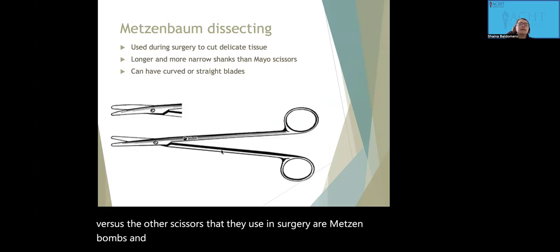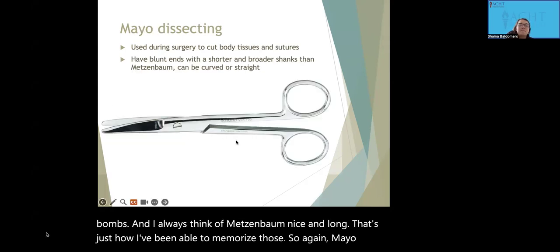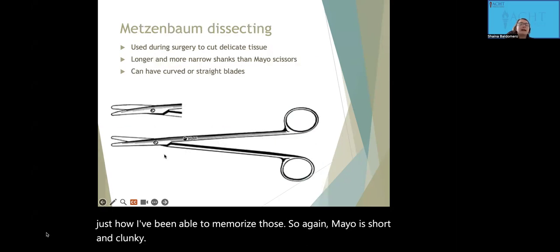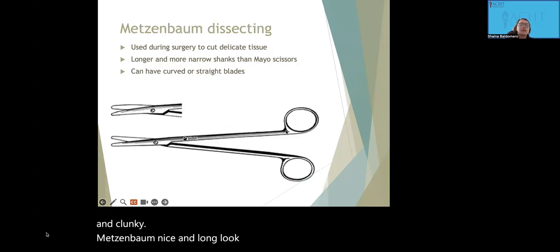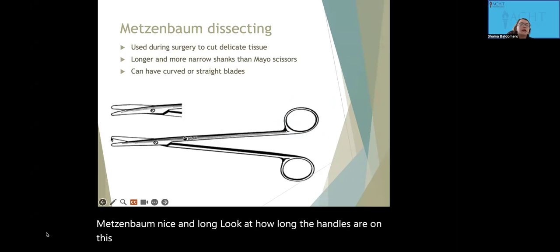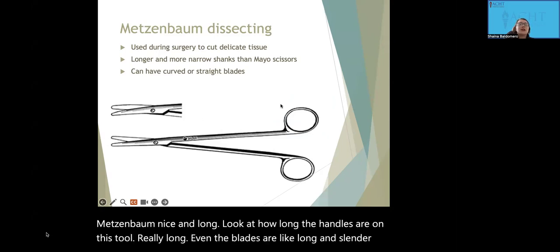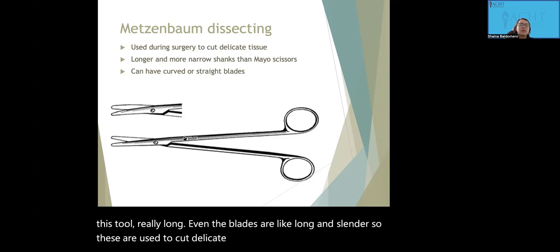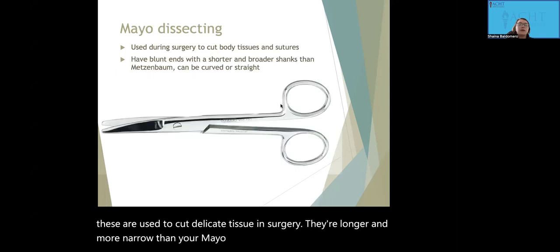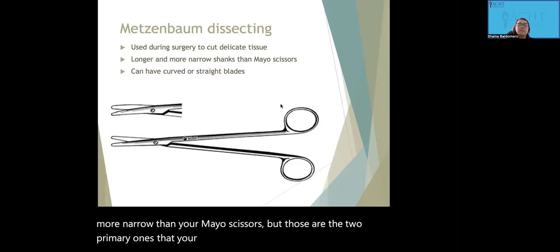And I always think of Metzenbaum as nice and long. That's just how I've been able to memorize those. So again, Mayo is short and clunky. Metzenbaum, nice and long. Look at how long the handles are on this tool. Really long. Even the blades are long and slender. So these are used to cut delicate tissue in surgery. They're longer and more narrow than your Mayo scissors. But those are the two primary ones that your doctors will use in surgery. Each one should be in a surgical pack.